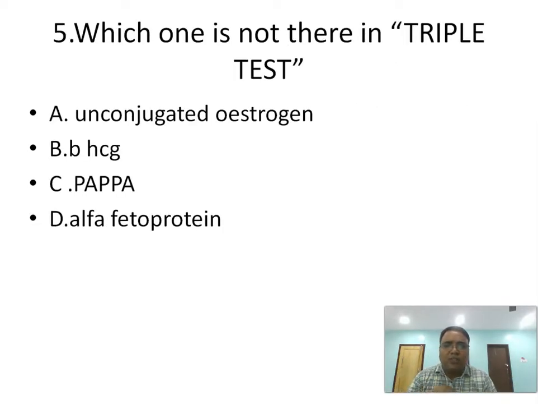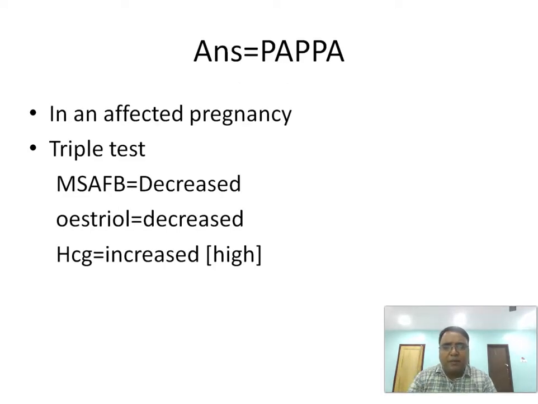Next, which one is not there in the triple test? This we know, but the four options are: unconjugated estriol, beta HCG, PAPP-A (pregnancy associated plasma protein A), and alpha fetoprotein. Which one is not there in the triple test? This is one simple question. The answer is PAPP-A. What is PAPP-A? It is pregnancy associated plasma protein A.